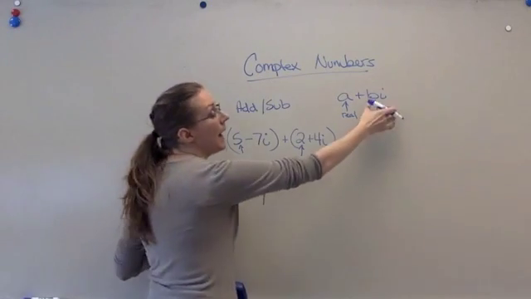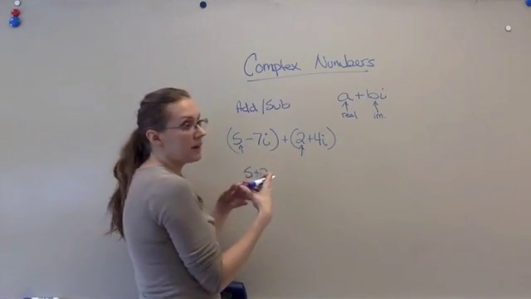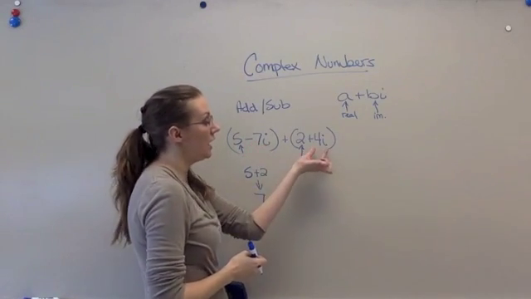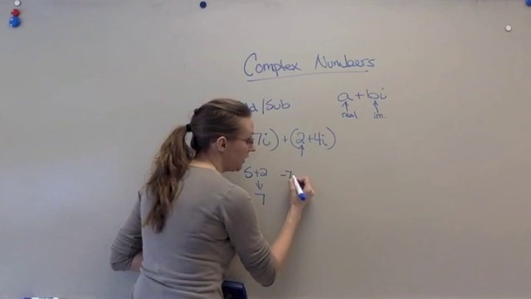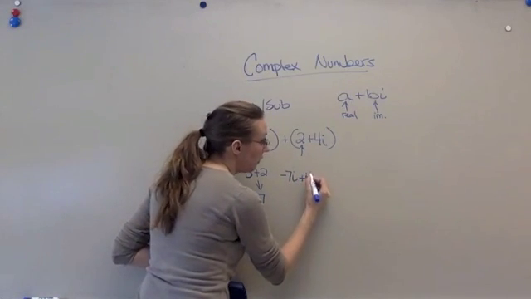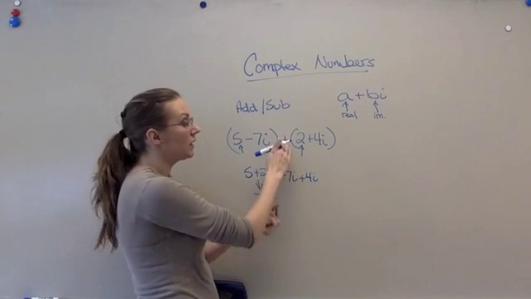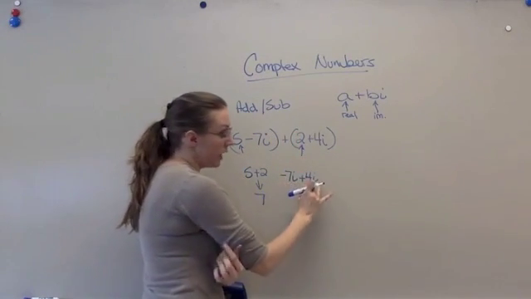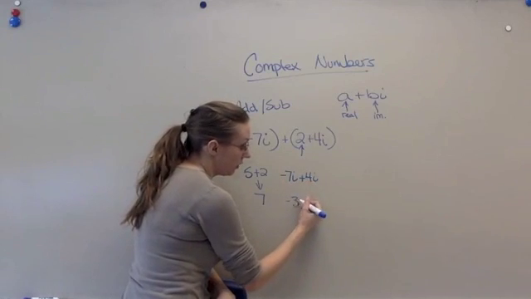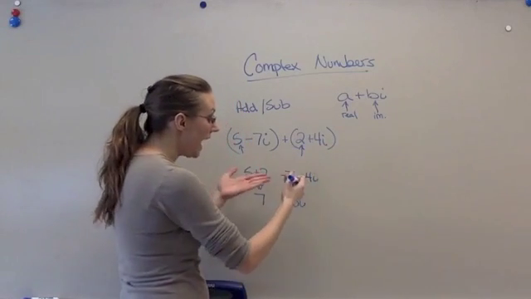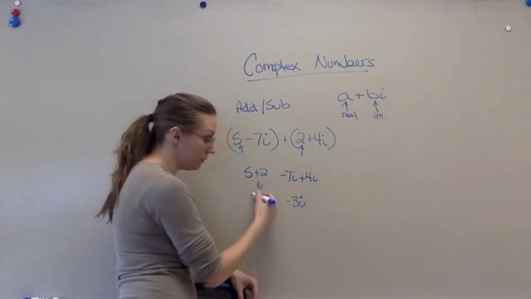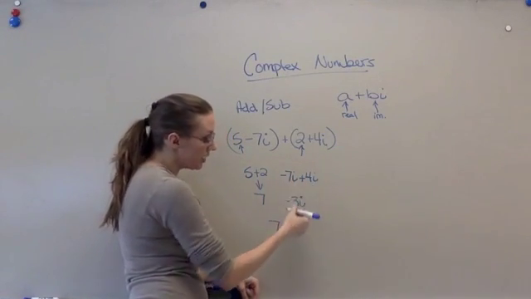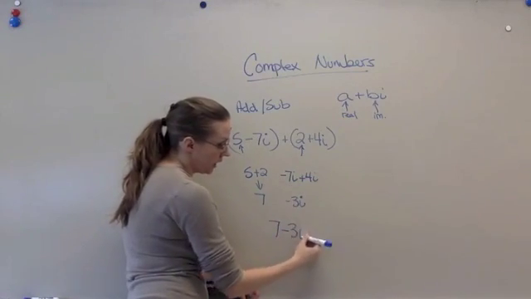I'm going to take this 7, I'm going to leave it alone for now. I'm going to take all of my imaginary parts and I'm going to combine them together. Okay, this is not just 7i, this is a negative 7i and a positive 4i. So I have negative 7i plus 4i. Again, I'm adding these because I'm doing addition. Okay, negative 7i and 4i is going to be a negative 3i. So by adding these, my outcome is going to be the sum of my real parts, 7, and the sum of my imaginary parts, negative 3i.